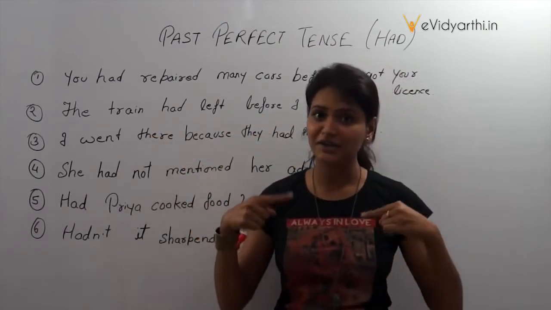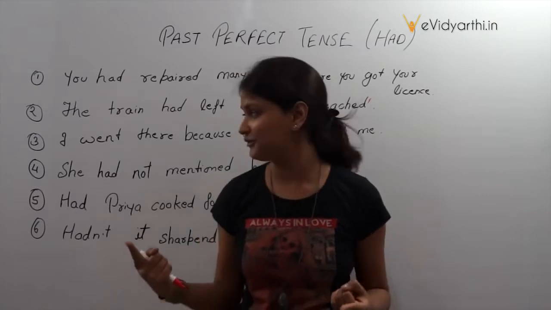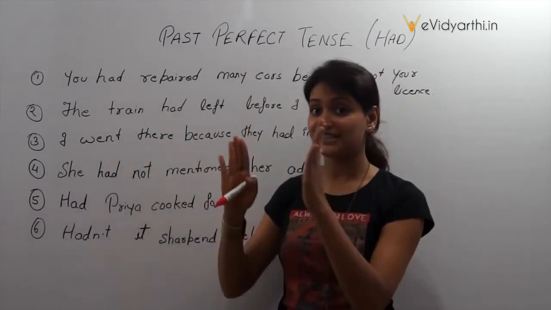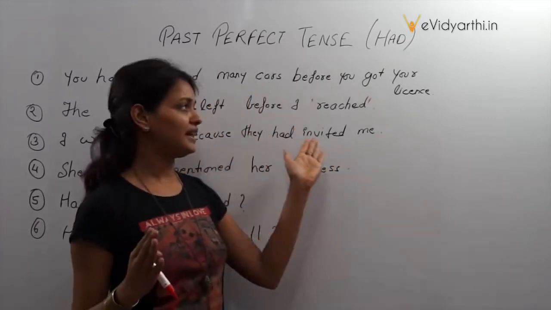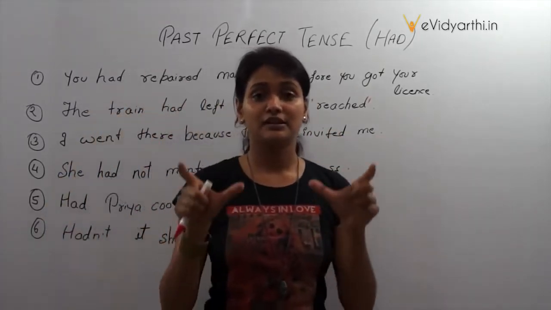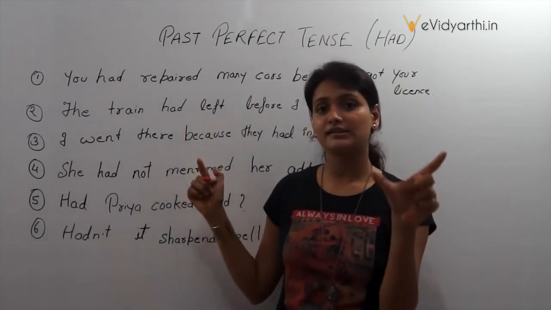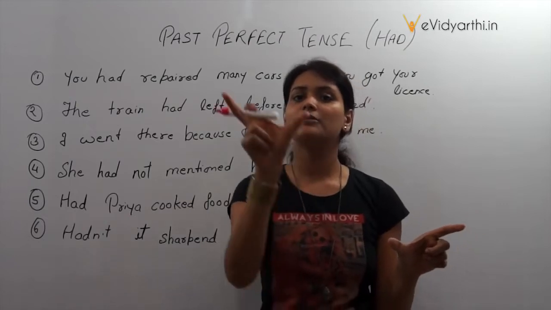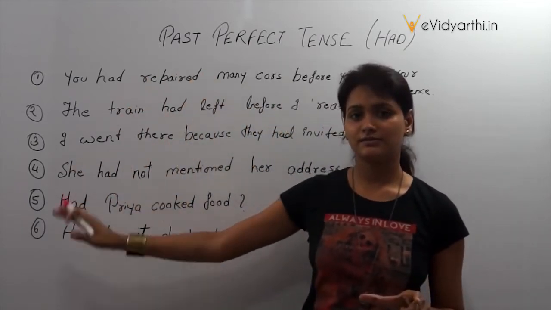Invitation पहले मिला था और आप बाद में गए हो. So I went there is a simple past. Alright, second action. And they had invited me is the first action, so it is a past perfect. So in this way, the first action is identified as a past perfect and we use had, third form of the verb along with the subject.